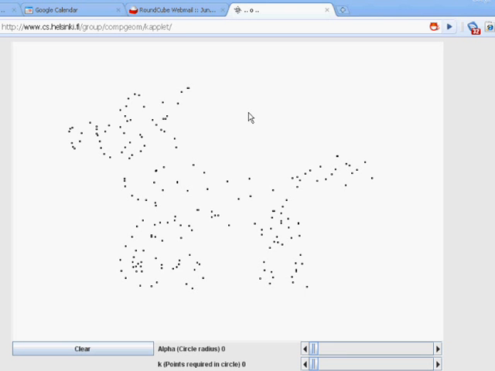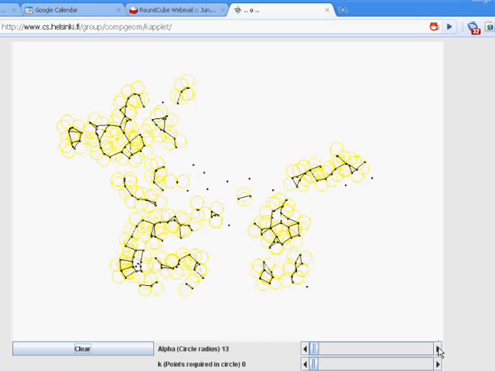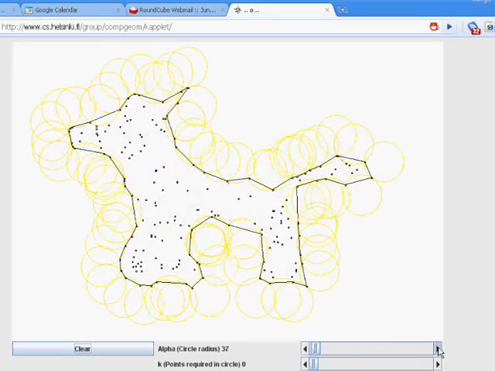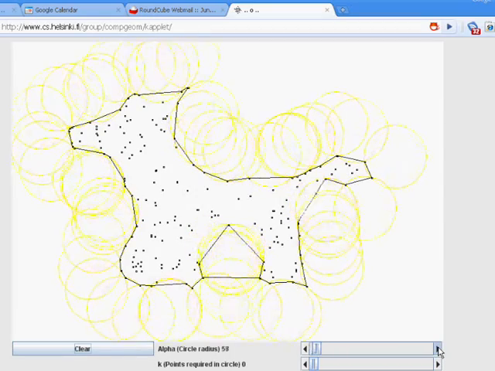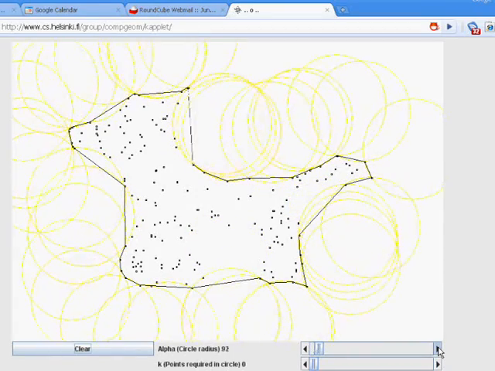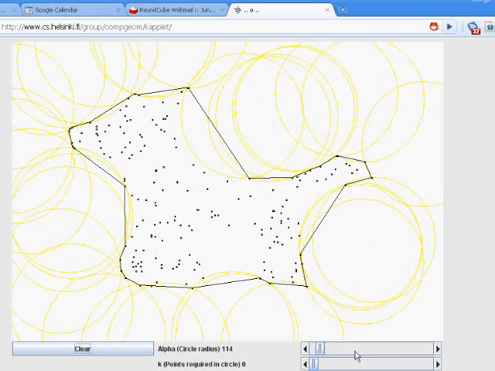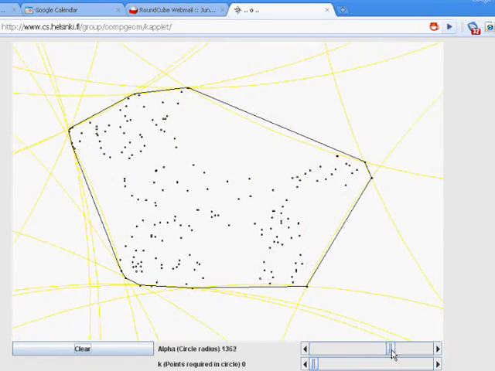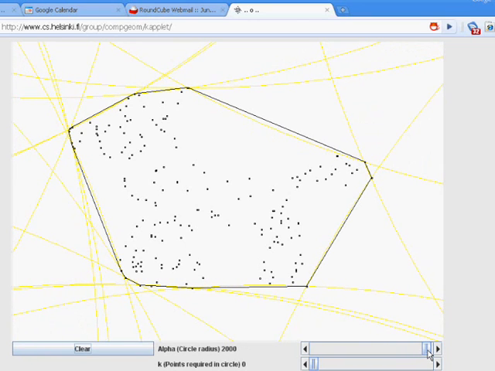Let us use this Java applet to see how the alpha shape depends on alpha. The value of alpha controls the level of detail with which the shape is reconstructed from the point set. For larger alpha, fewer pockets are carved out. In the limit, as alpha tends to infinity, both alpha shape and alpha hull become the convex hull of the set. This means, of course, that alpha hull is a generalization of a convex hull.